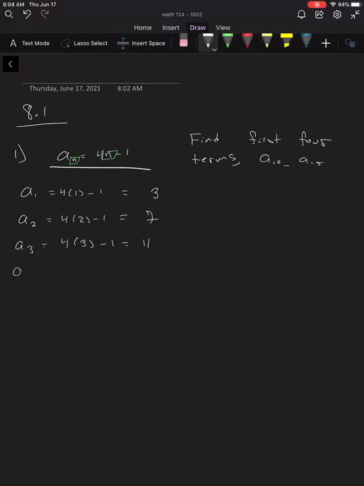So a4, that's going to be 4 times 4 minus 1, which is 15. And then it tells us to find a10. So a10 is, all we do is plug in 10 for n. So 4 times 10 minus 1, which is 39. And then a11 is, or sorry, a15. 4 times 15 minus 1, which is 59.